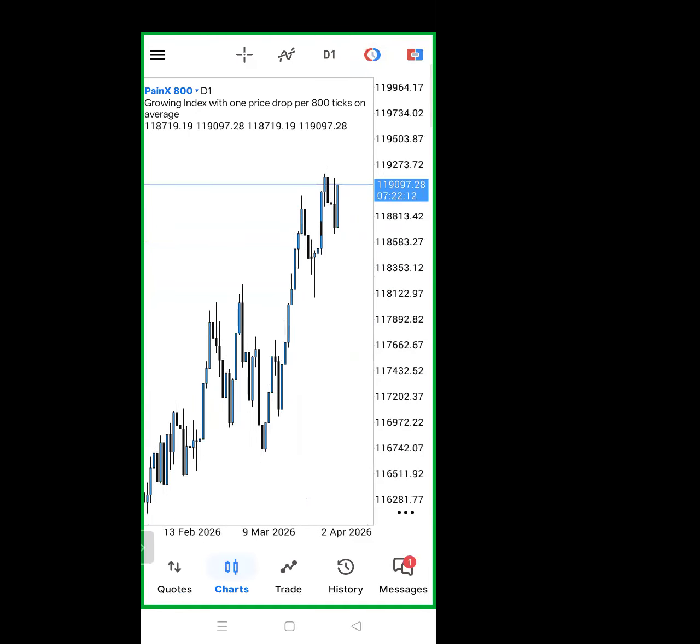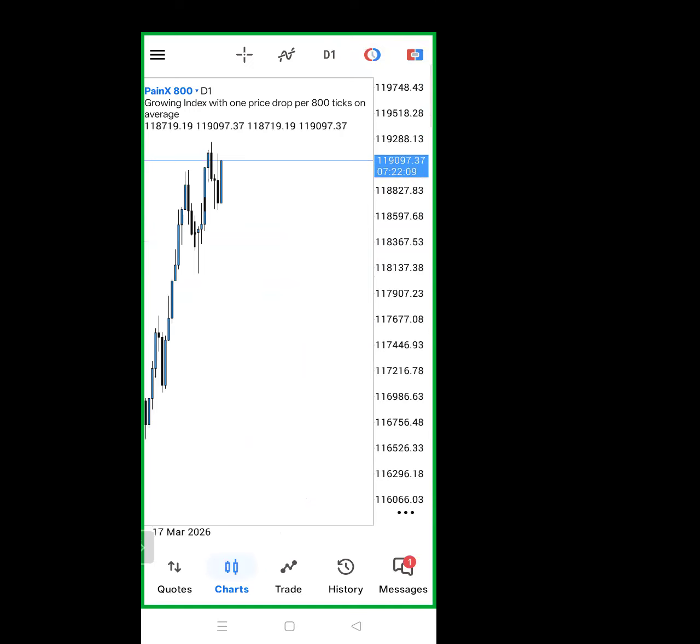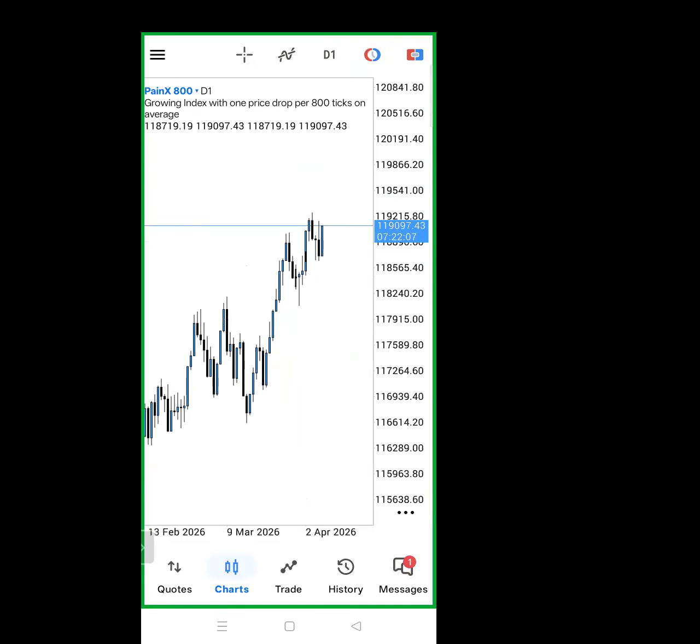Now, if you look at this chart, this is daily. What do you think? What is the market saying?